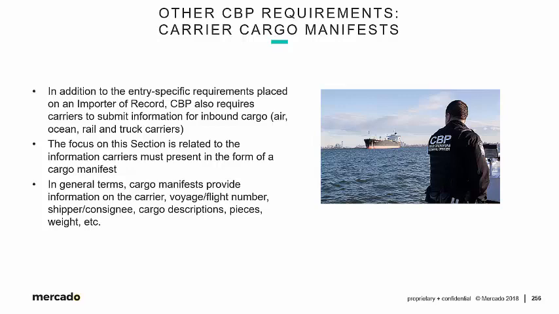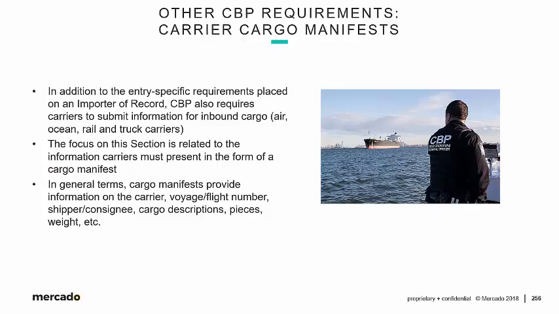Second bullet, the focus on this section is related to the information carriers must present in the form of a cargo manifest. And it is very much the same information that an individual importer will have to present in the form of an entry. Manifests provide information on all of the shippers in a given aircraft or flight, on a given vessel or sailing. As we see in our last bullet, to elaborate on that point, in general terms, cargo manifests provide information on the carrier themselves, voyage or flight number, certainly shipper and consignee information, each and every one, on board a vessel, for example, cargo descriptions, pieces, weight, etc.